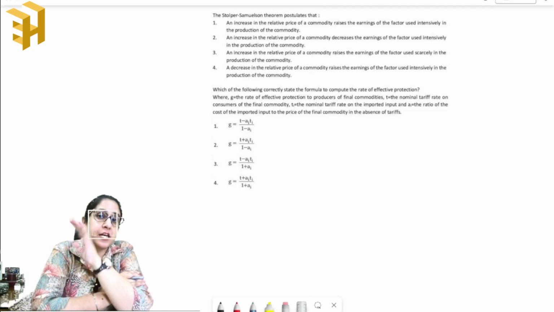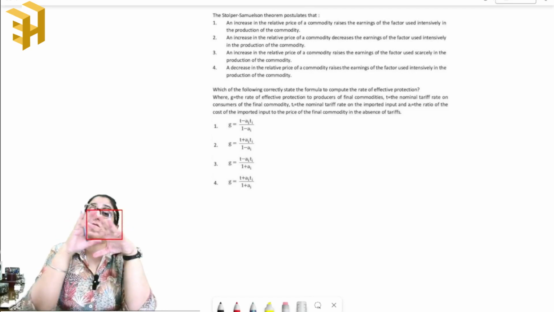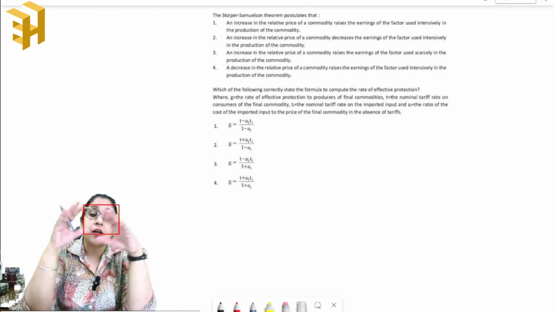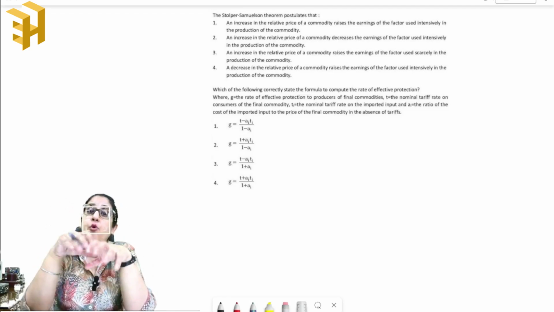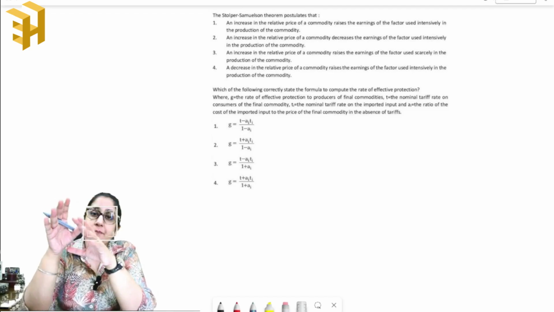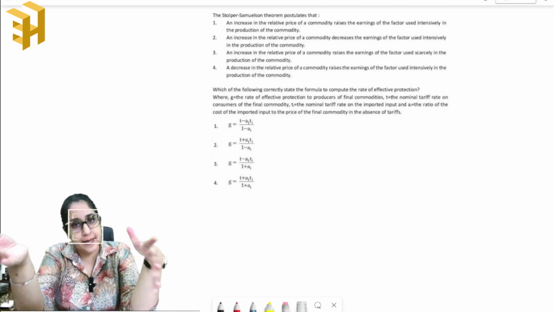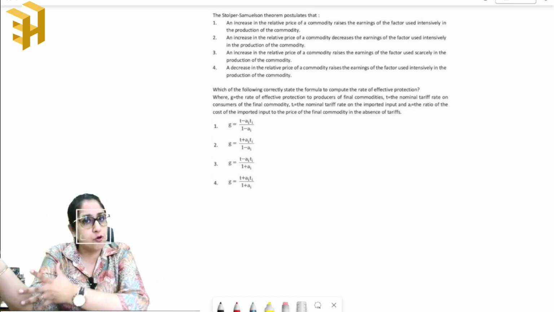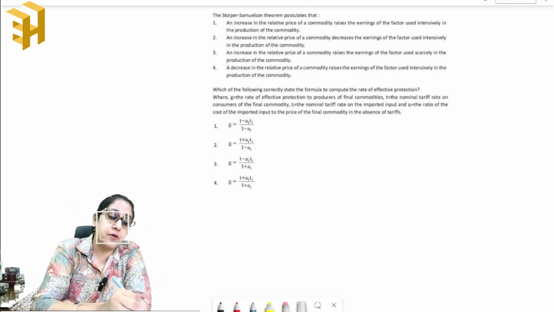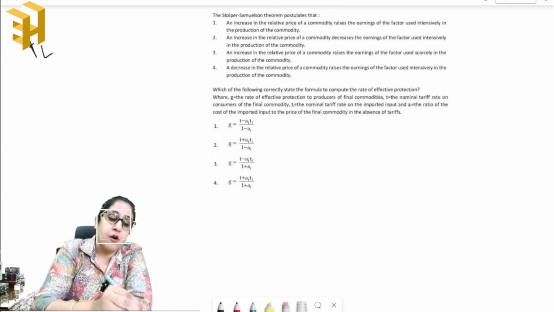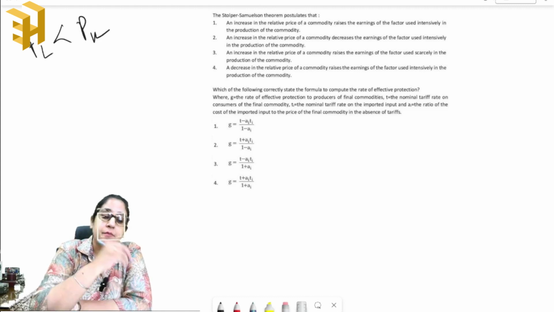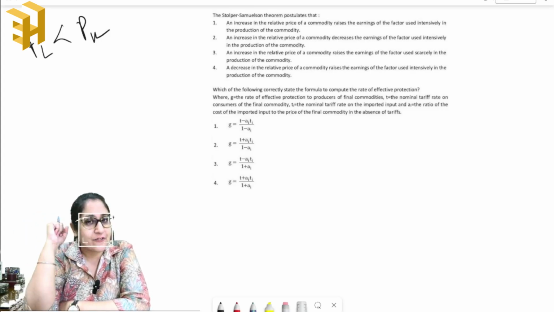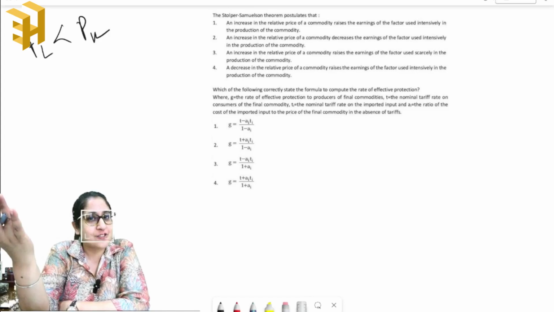Now, what does the Heckscher-Ohlin theory state? That the country should produce the good which uses the abundant factor more intensively. For example, if you have abundant labor, then you should produce a labor-intensive good. Why? Because the relative price of labor would be less than the price of capital, which will make your production cost effective. That's what our Heckscher-Ohlin theory states.